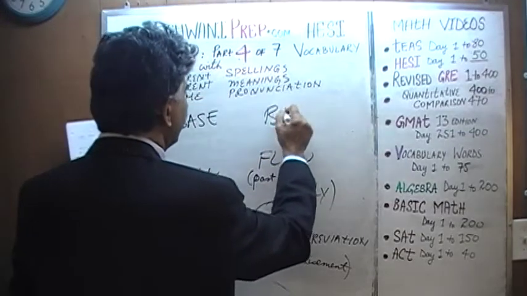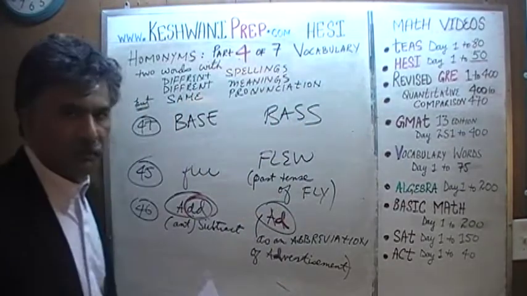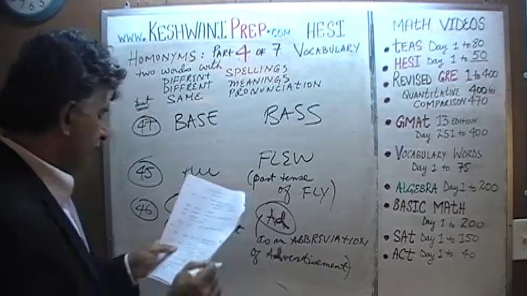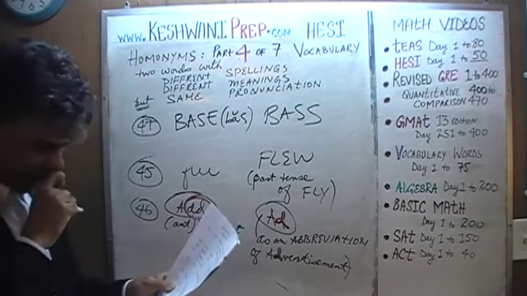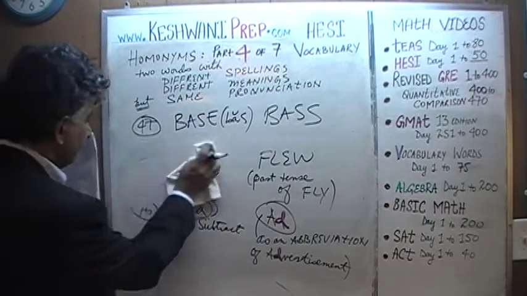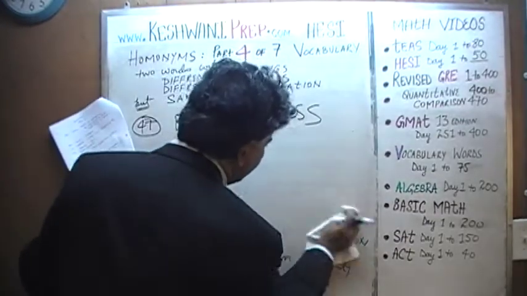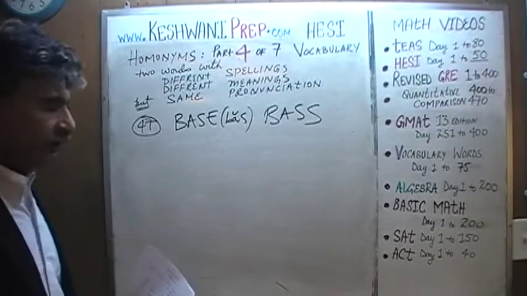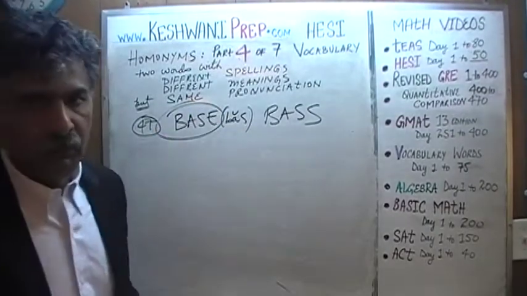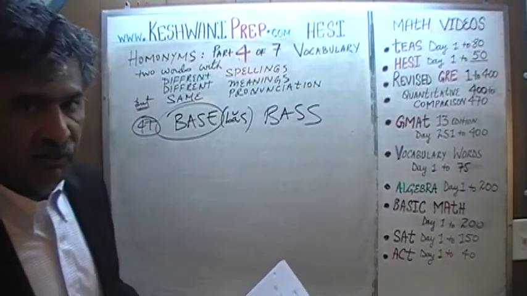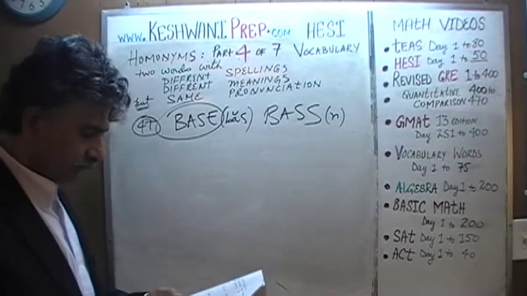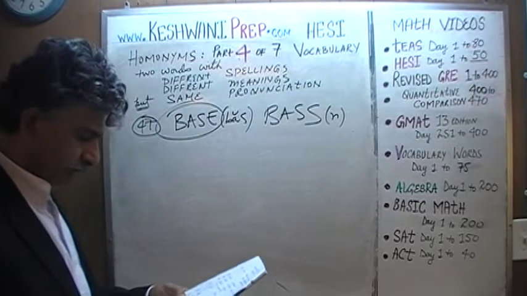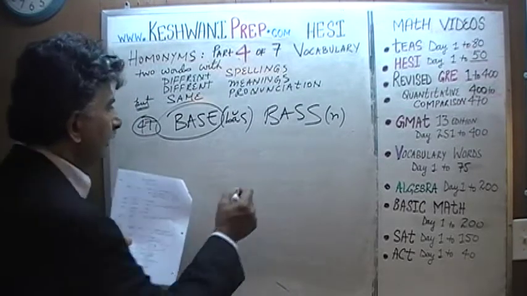47. Base and bass. Of course, they're pronounced in the same way, which is why they're called homonyms. They both are pronounced base. Of course, this base, you already know, as a location. You have a base, a military base, or something like that. What is this bass? This is a noun also. It has two meanings.